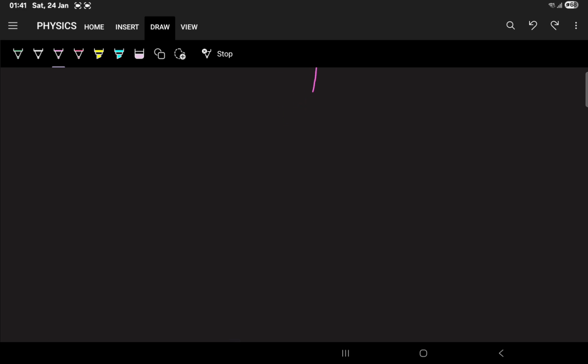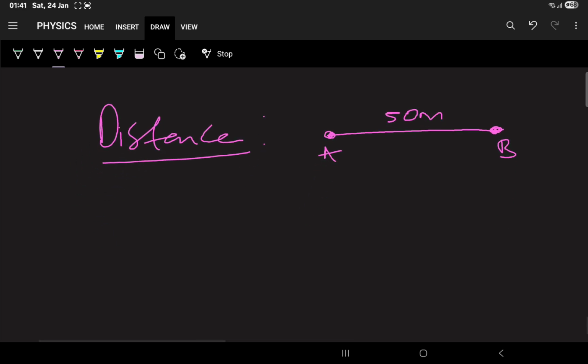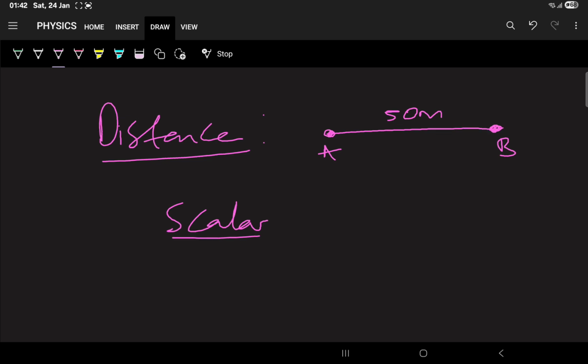First of all, distance. Now, what is distance? Distance is simply the length or space between 2 points. So if this is a point A and this is a point B, the length or the space between A and B will be my distance. Let's assume it to be 50 meters. Now, distance is a scalar quantity, meaning it doesn't have direction.